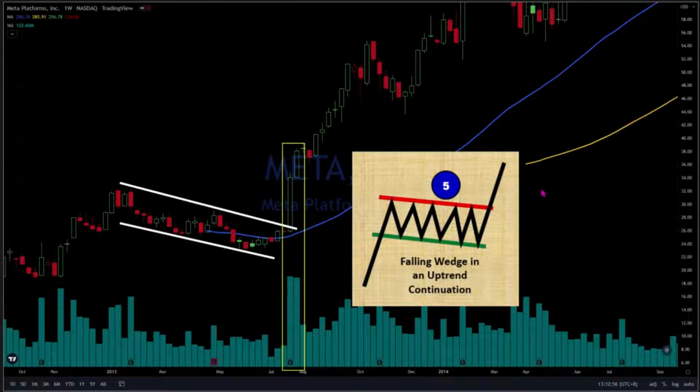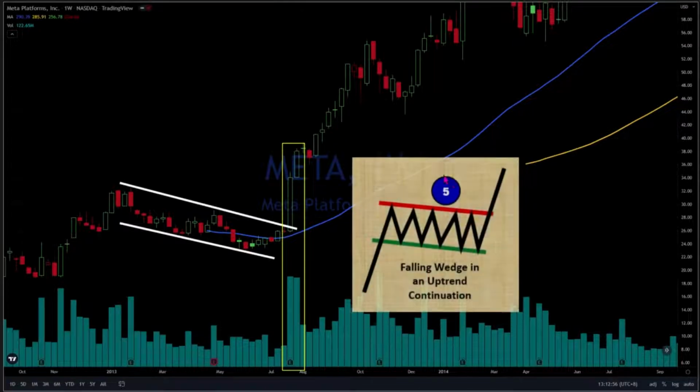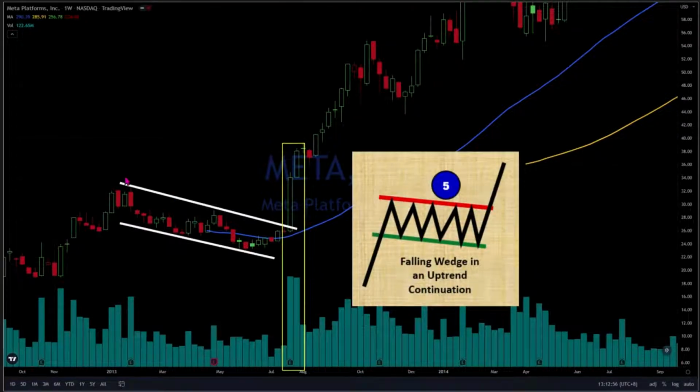And we are using weekly candles here, so this can be even half a year of consolidating, when it fully forms a falling wedge in an uptrend continuation, before it rallies upwards sharply.